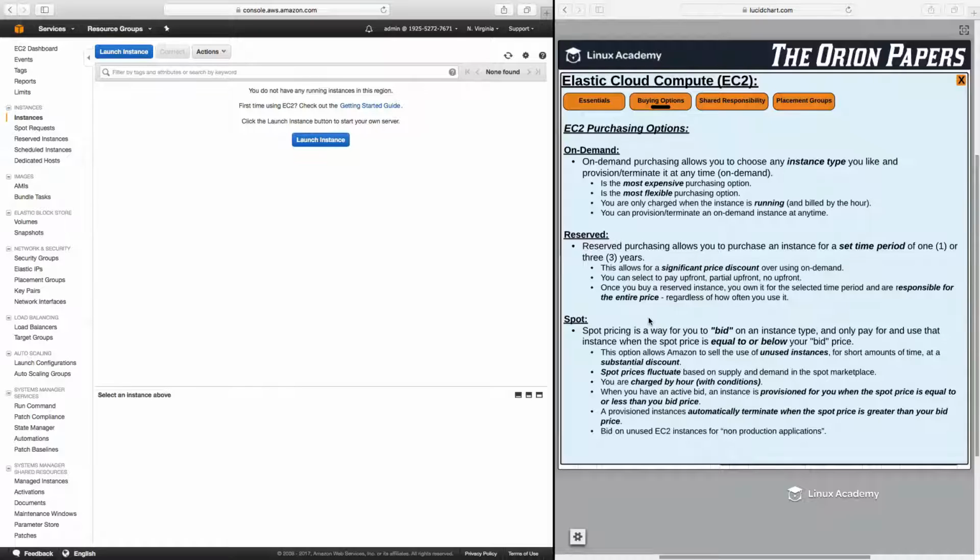And when you have an active bid, let's say that you bid 5 cents on the use of a T2 micro for an hour. An instance is provisioned for you when the spot price is equal to or less than your bid price. So let's say that the current spot price of an EC2 T2 micro instance is 6 cents and you put in a bid of 5 cents. Well, for the time that the spot price is at 6 cents, you won't be using the EC2 instance. One will not be provisioned in your account.